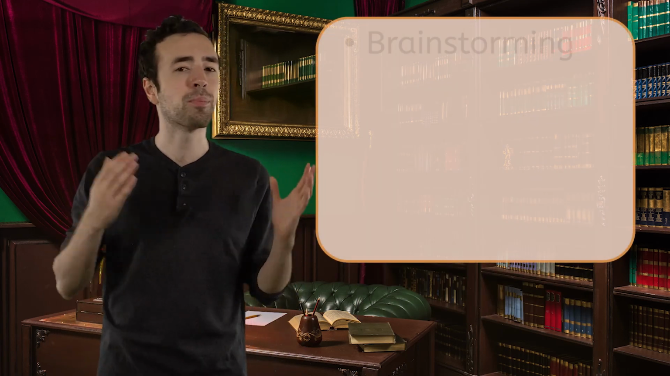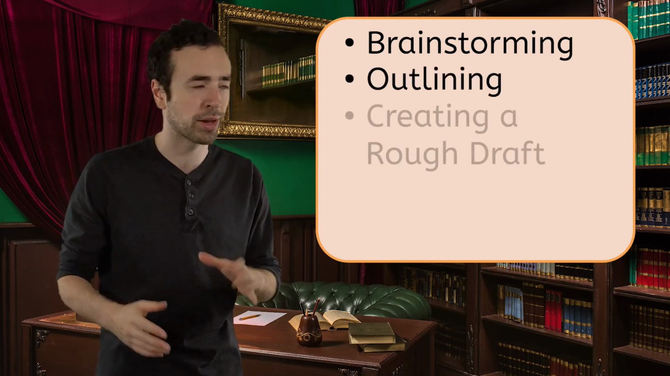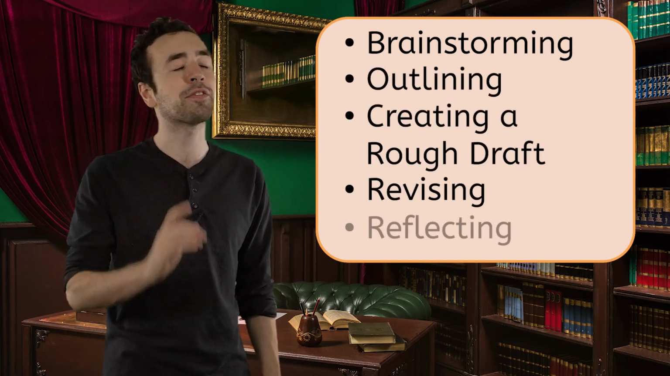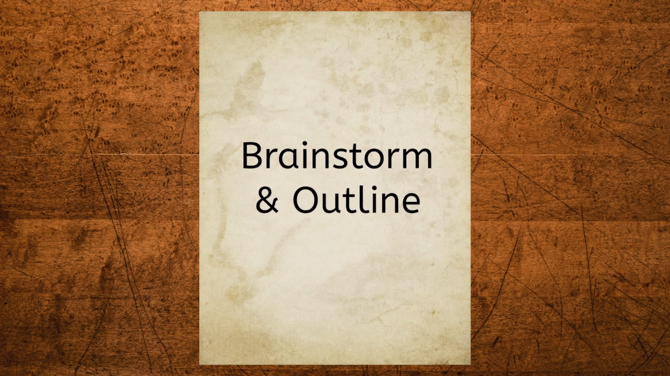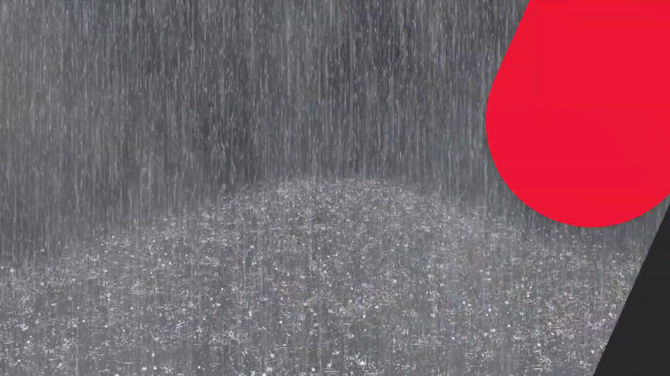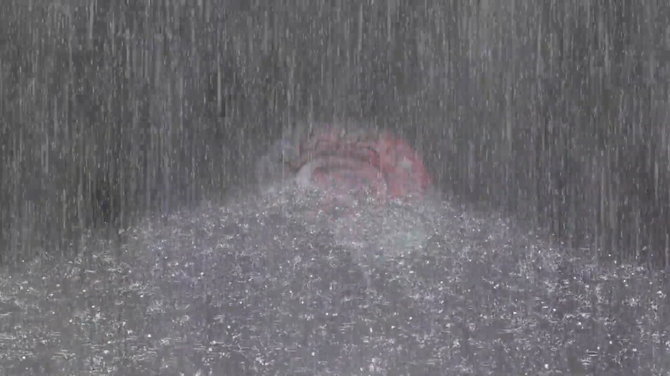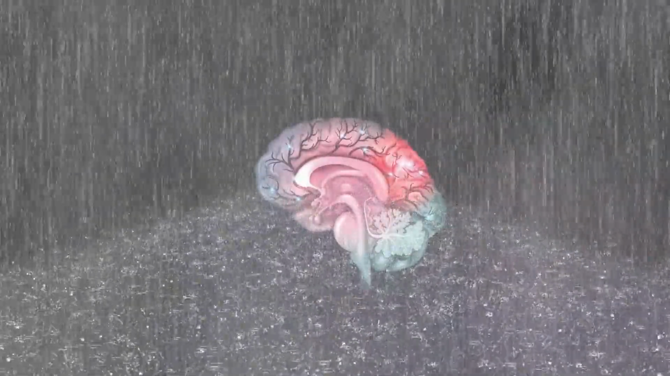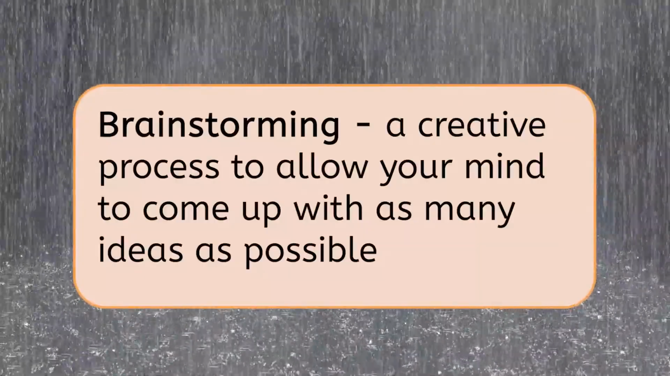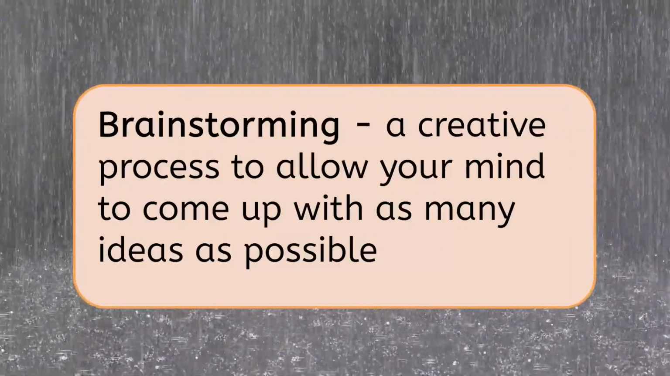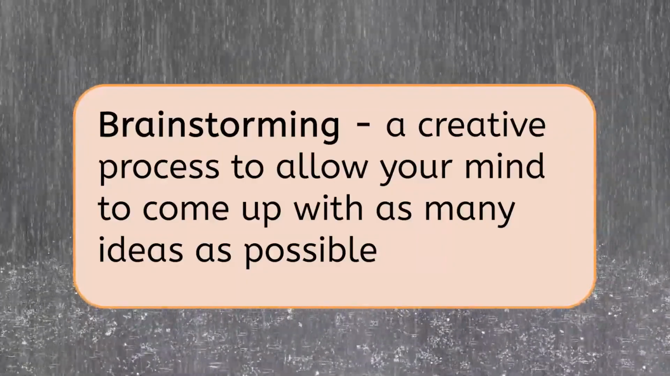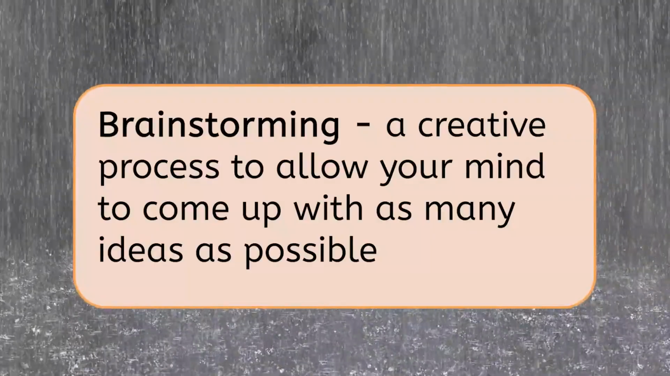Let's look at the process we can use to help us create a short story. Brainstorming, outlining, creating a rough draft, revising, and reflecting. Brainstorming is like a storm in your brain where raindrops are ideas. It's a creative process where you allow your mind to come up with as many ideas as possible about a certain topic. You don't worry about whether the ideas are good or bad, or whether they make sense or not. The important thing is to let your thoughts flow freely.